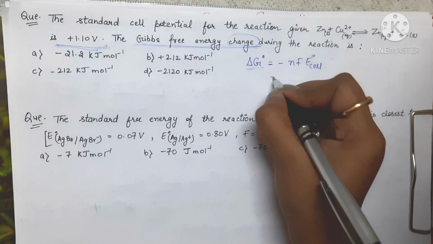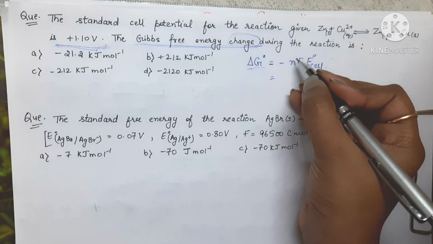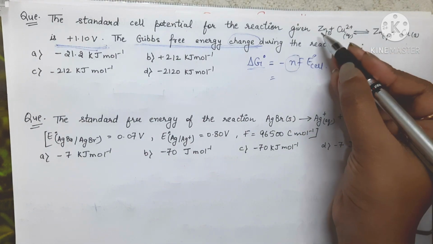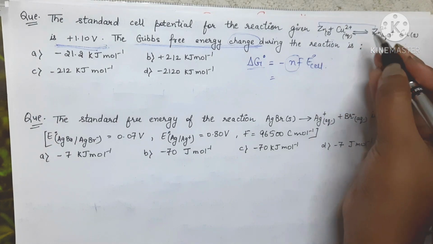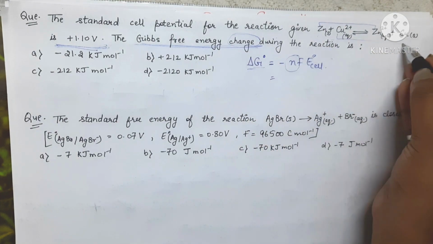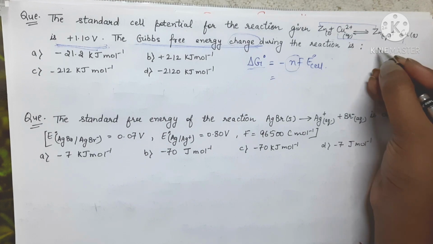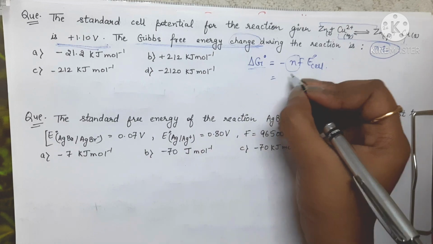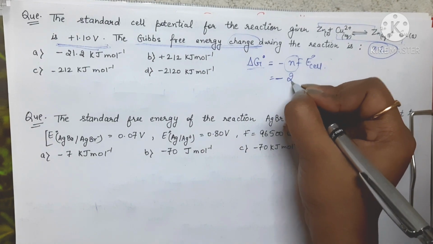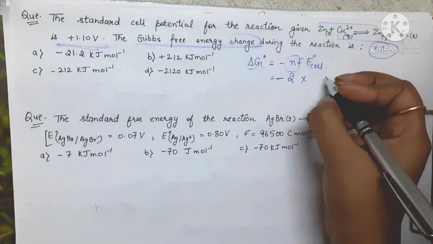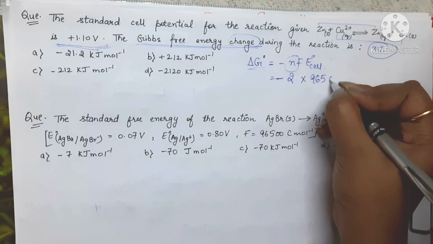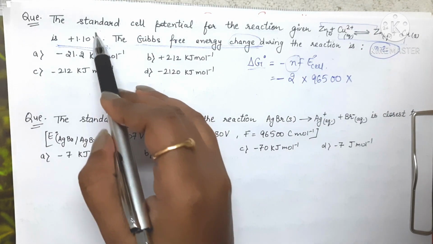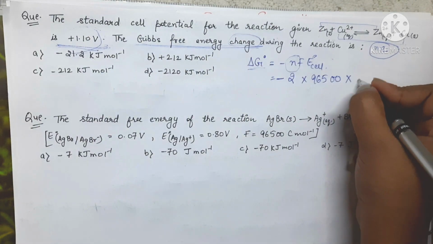Now if you look for the value of n, it is the number of electrons exchanged. So if you look here, Zn is changing to Zn 2 positive, copper 2 positive changing to copper. So there is a net exchange of 2 electrons. So n value is 2 here. So I'll put minus 2. F is Faraday's constant, value is 96500, into E naught of cell, which is given to us as plus 1.10 volt.